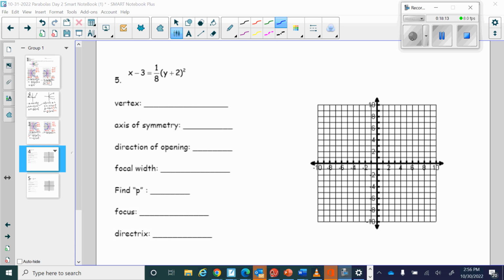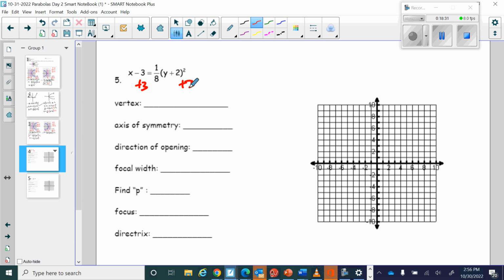All right, so this one. Now we're going backwards. You're given the equation and asked to sketch the graph, so we've got to find our vertex. To be on the safe side, just add 3 on both sides, and then you will see your vertex much clearer.